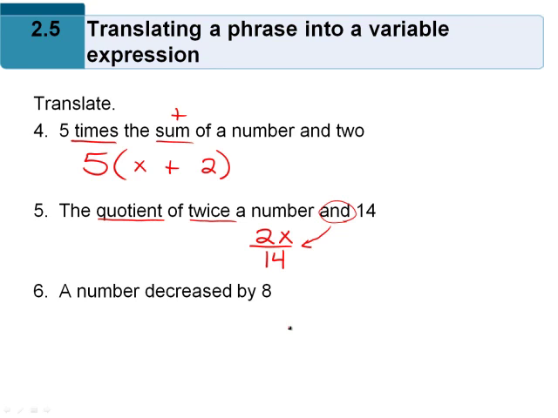So break it down into little problems, and that way it makes it a lot easier to be able to translate. So look at number 6, a number decreased by 8. So remember, decreased by is subtraction, and that doesn't flip in order, it just goes right in order. So we have a number, that's x, decreased by 8. So just subtraction there. Okay?